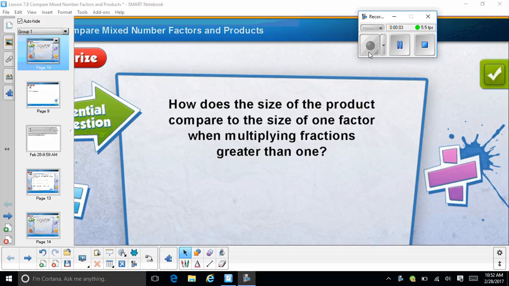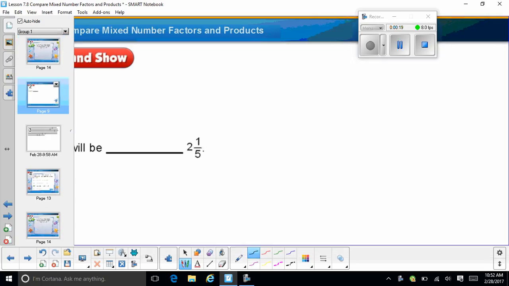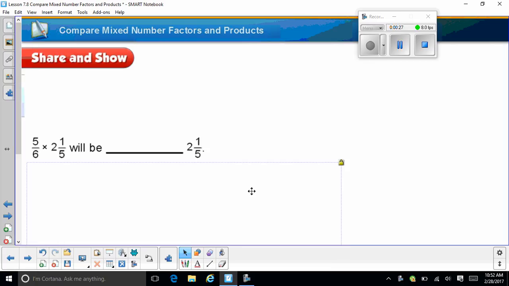Lesson 7.8, Compare Mixed Number, Factors, and Products. In today's lesson, we're going to discuss how the size of a product compares to the size of one factor when multiplying fractions greater than 1. We're going to look at a couple of examples, one in the form of a numerical expression or equation, and the other in a word problem.